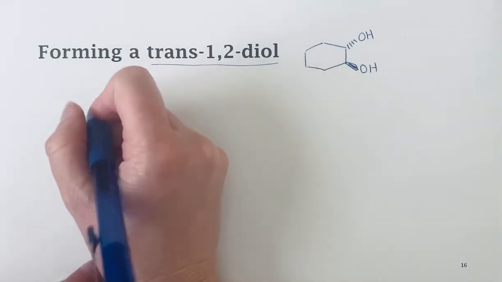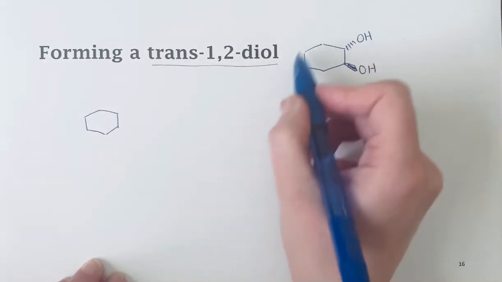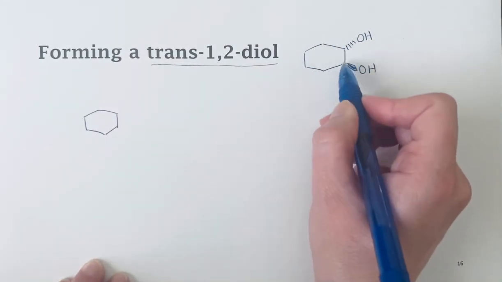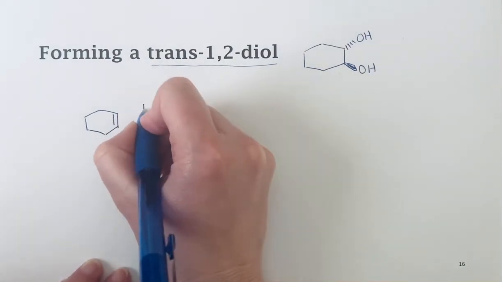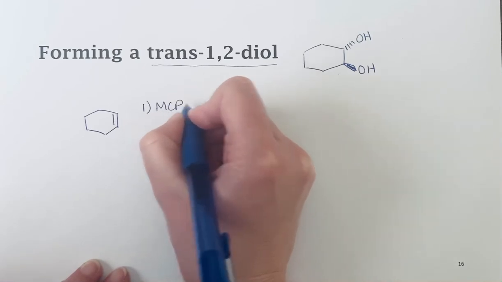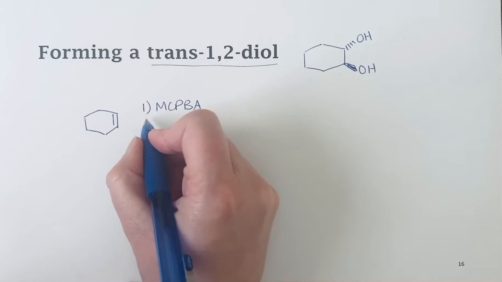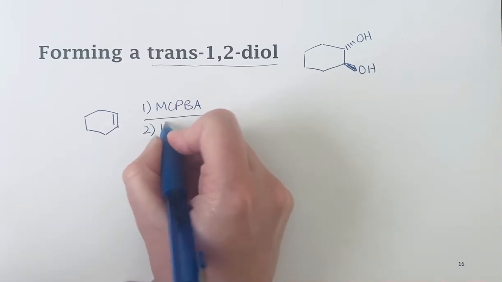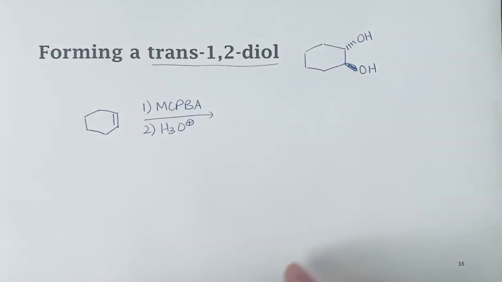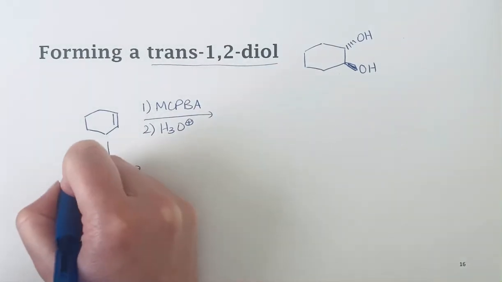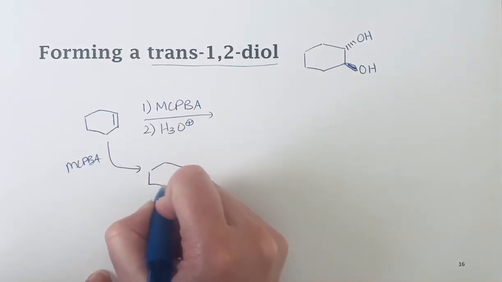And so if we take an alkene, so if I want to make this 1,2 diol, I would have to start with the alkene between those two carbon atoms. So if we take this and we treat it with a peroxy acid like MCPBA, we will make an epoxide. And then in a second step, we can do something like treat it with aqueous acid, and that will open up the epoxide. So in the first step with MCPBA, we will make an epoxide.